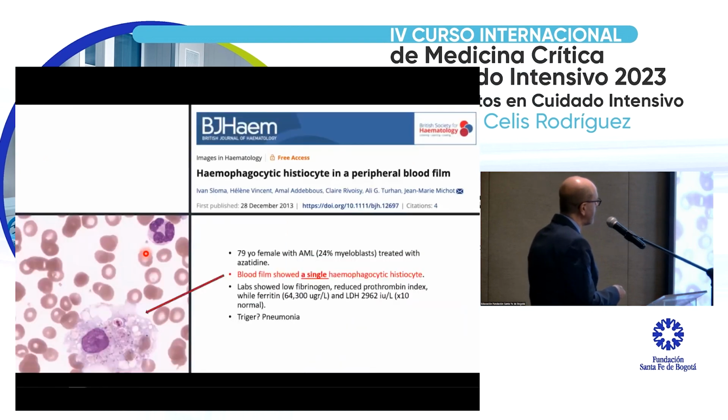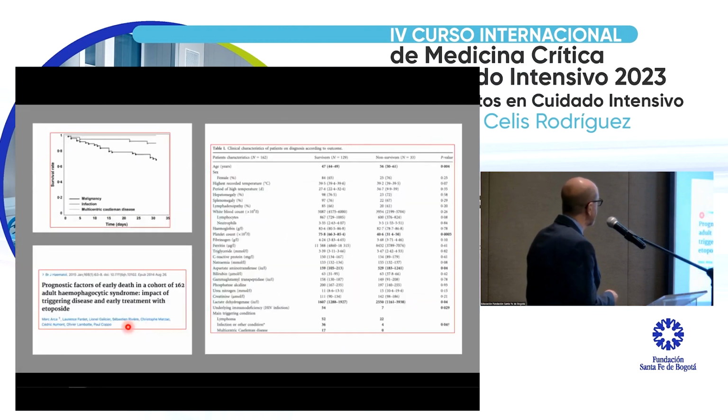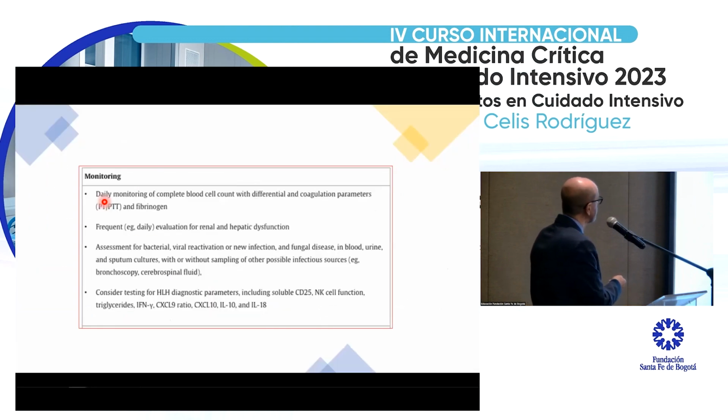You can see it also in leukemia, like in this particular case. These are the prognostic factors of early death in a cohort of 162 adult hemophagocytic syndrome patients. And basically, again, there is not much to show you here because the disease is basically an inflammatory process with all these organ dysfunctions. But the malignancies associated with HLH have a lower survival rate than the patients that develop the syndrome because of infection or other underlying immune disorders.